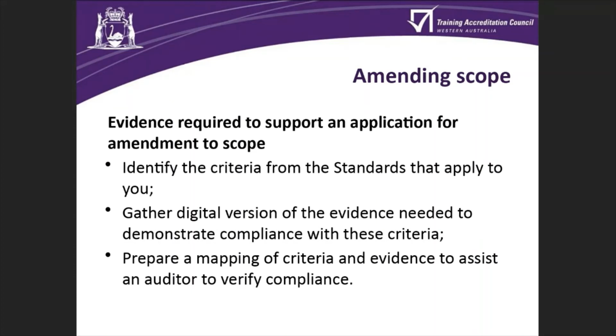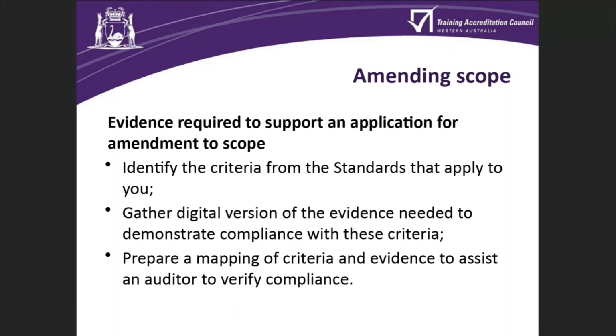So the first thing you need to do is to establish which criteria apply to you. And we'll come back to that in a moment, because in the next slide, which we'll move to in a minute, you'll see that there are some which apply to everybody and some that are if applicable, and we will look at those in a moment. Then you need to gather digital versions of the evidence needed to demonstrate compliance with the criteria. We say digital because we would expect you to transfer this information to TAC, and then possibly, if an auditor is involved, onto an auditor, and clearly that's best handled in digital form.